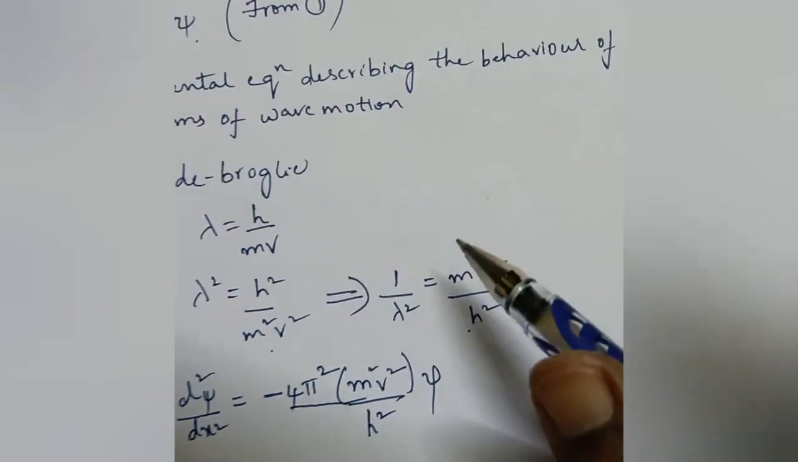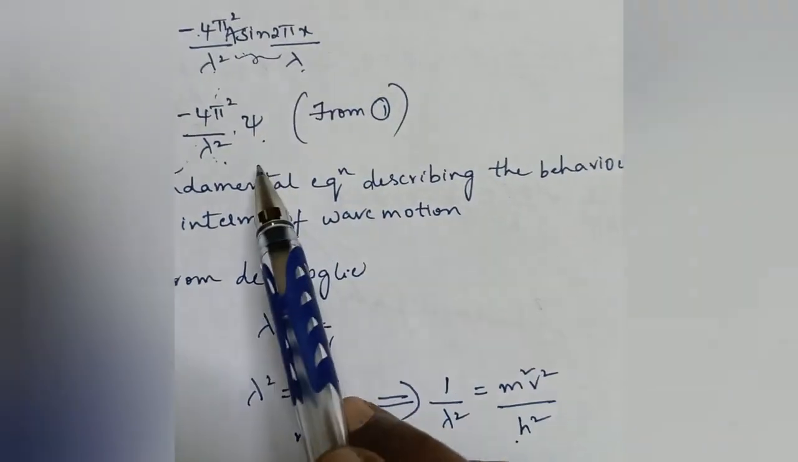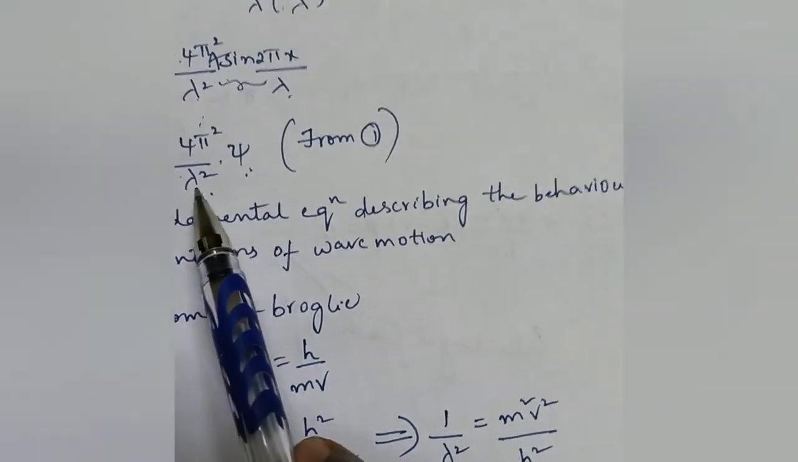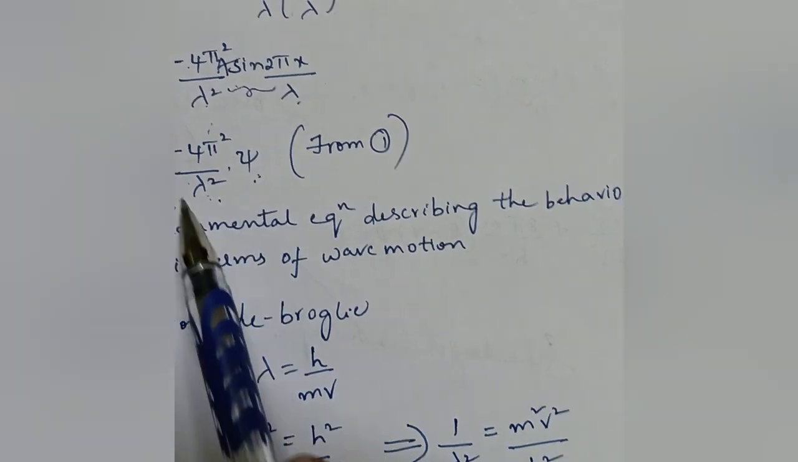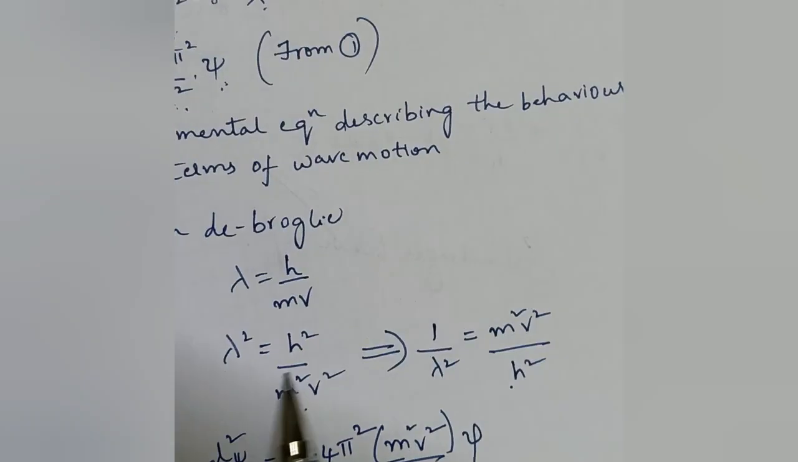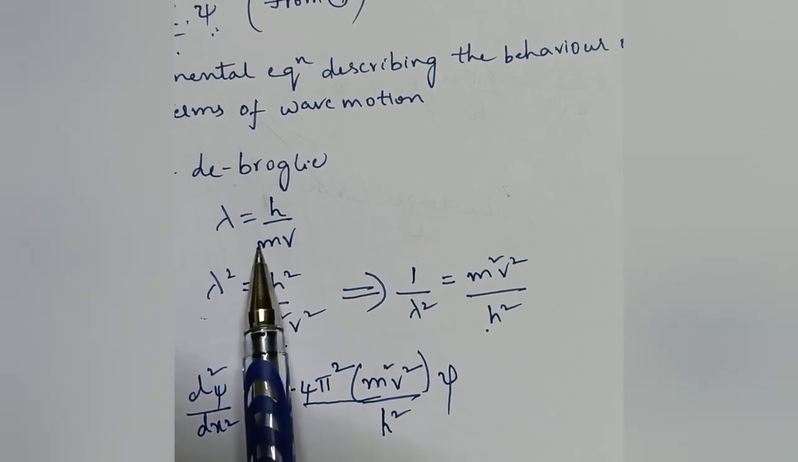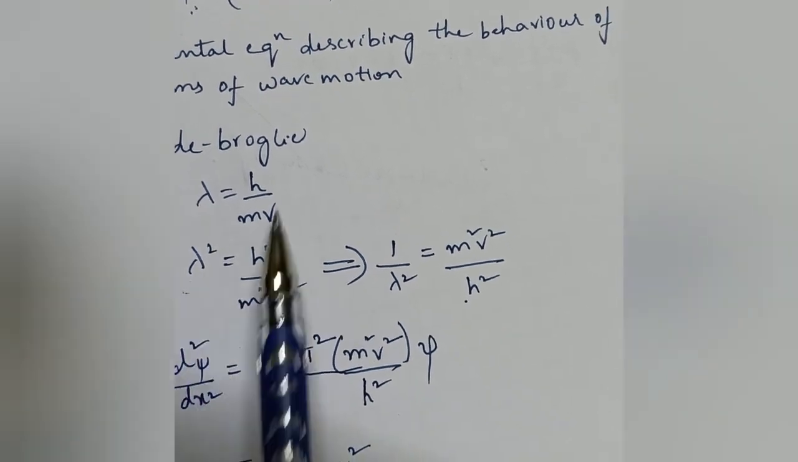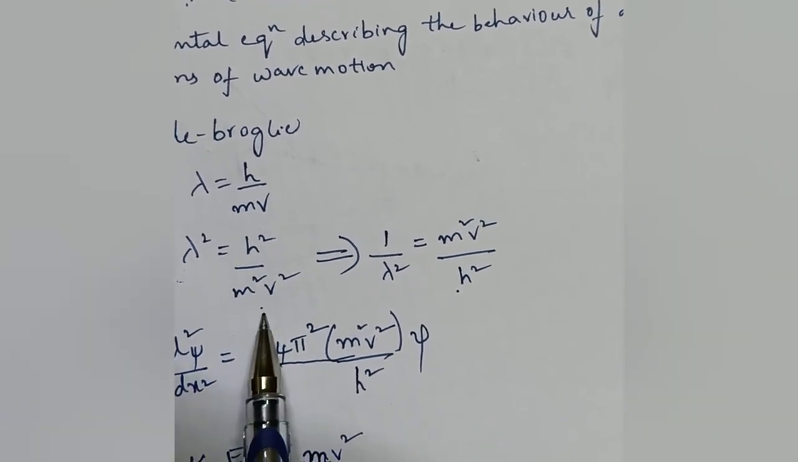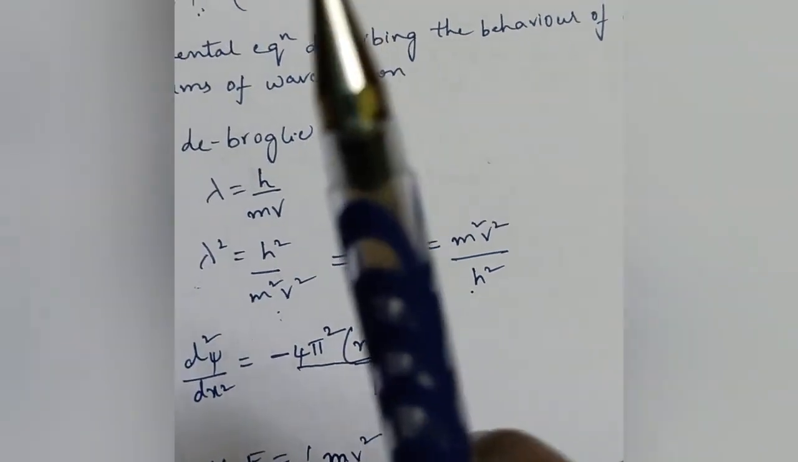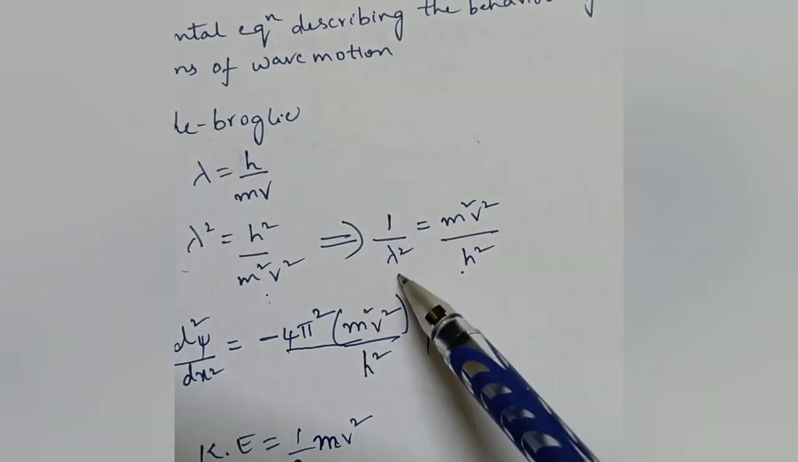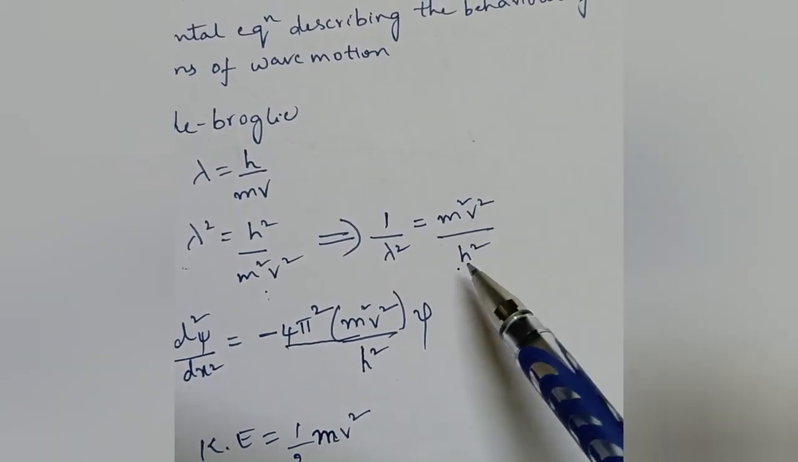So I have considered the fundamental equation which is describing the behavior of a small particle in terms of wave motion. Now, in order to substitute the value of lambda square, I have considered the de Broglie equation. Lambda is equal to h by mv. So when I square this, lambda square is equal to h square by m square v square. So when I reverse it, 1 by lambda square is equal to m square v square by h square.